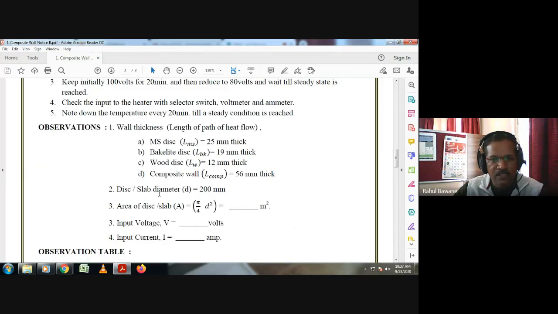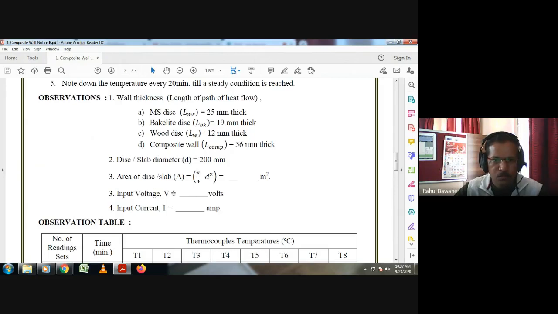The disc or slab diameter is identical for all materials, MS, bakelite and wood, that is 200 mm. The area of the disc or slab is pi by 4 d square. We have to calculate and note that down here. Input voltage: whatever voltage we set should be noted down here. Then the corresponding current will be here in amperes.